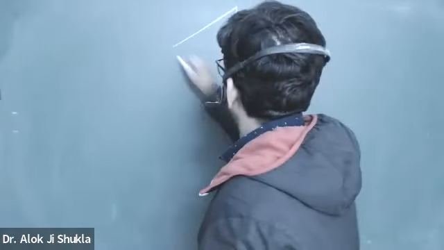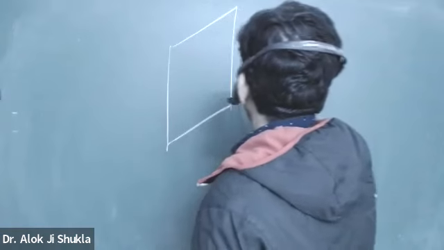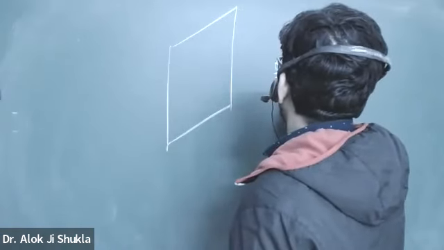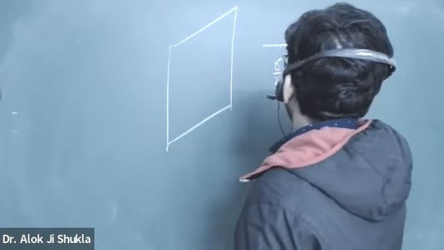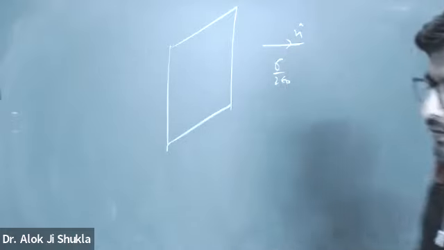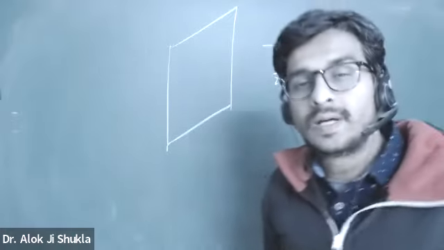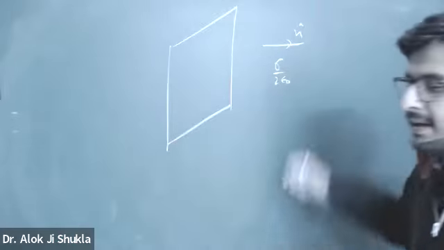So this was the infinite sheet, and you found that sigma by 2 epsilon naught is independent of distance. Until now, whenever you calculated the field, it depended on the distance, but in this case it is independent of the distance.